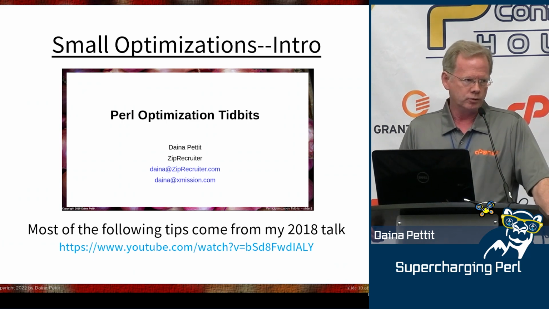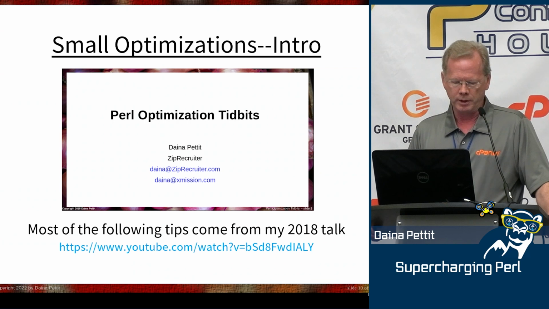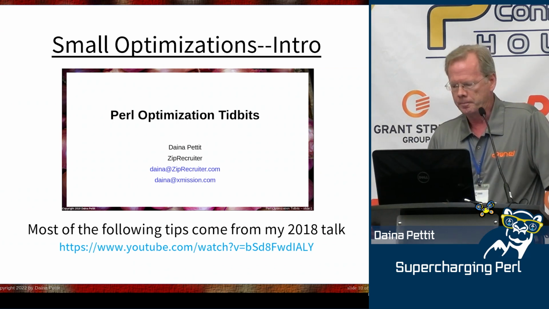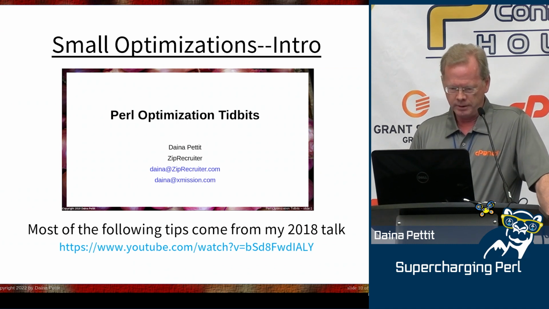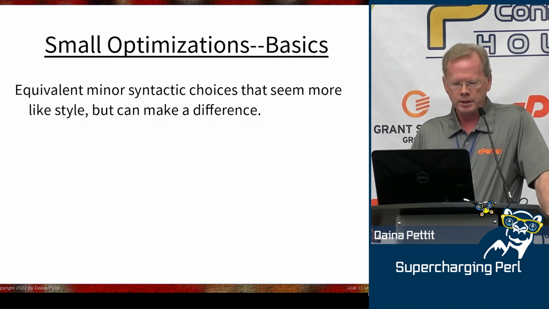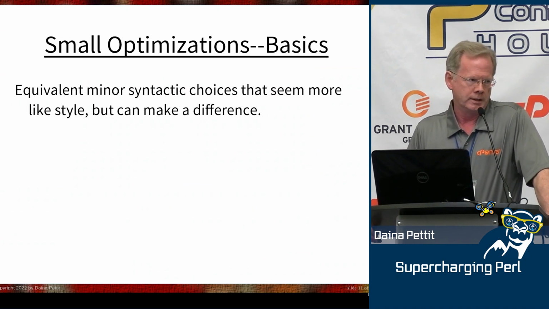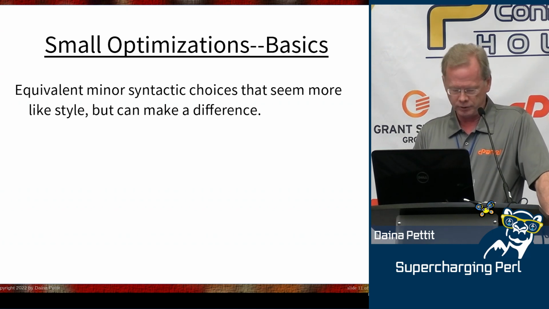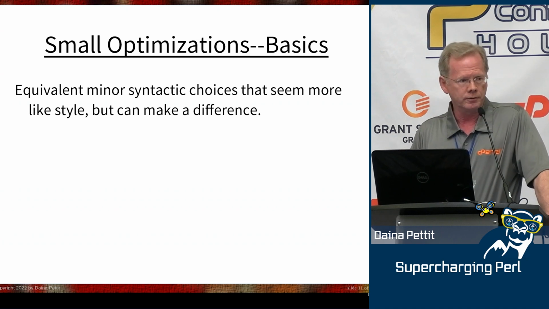This comes from a talk I did in 2018 called Perl Optimization Tidbits. You can actually look this up and watch it on YouTube. These are equivalent minor syntactic choices, things where you do things slightly differently, but they can make a difference, and some a significant difference.